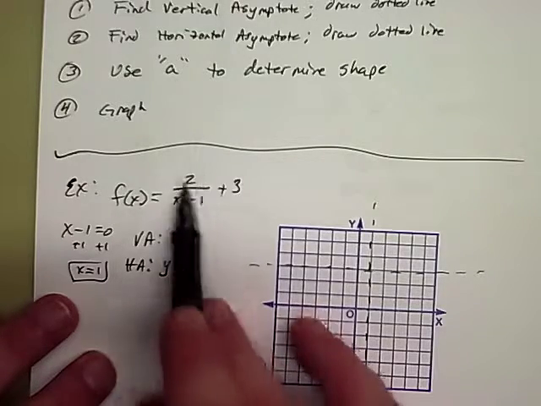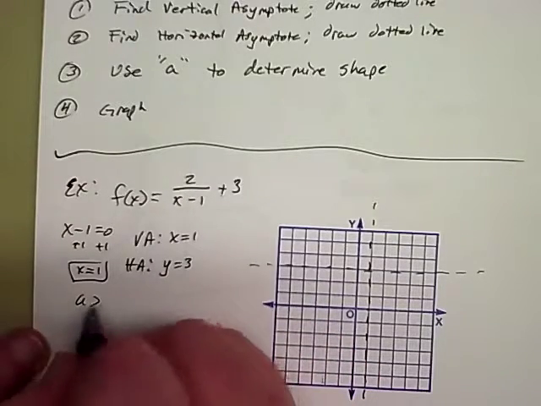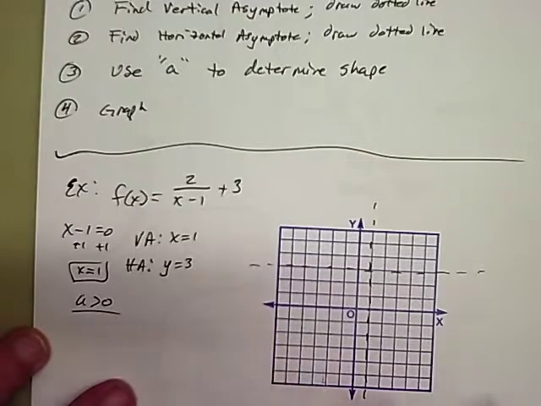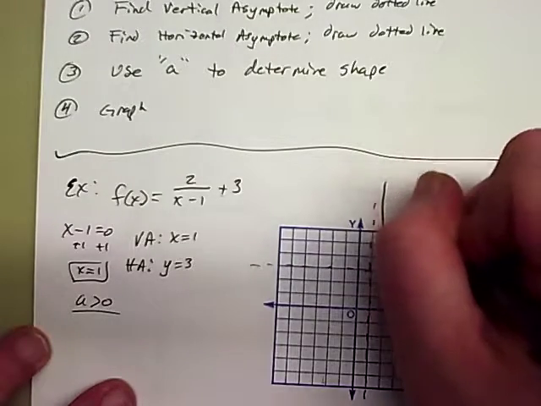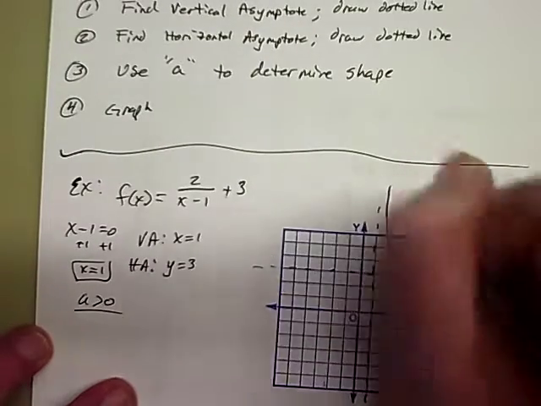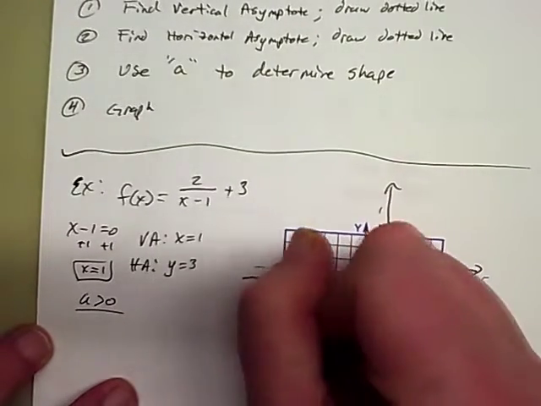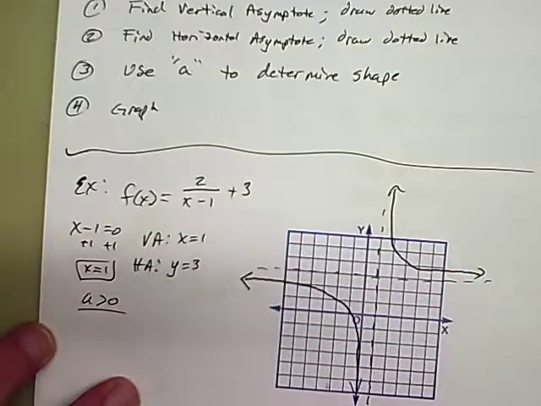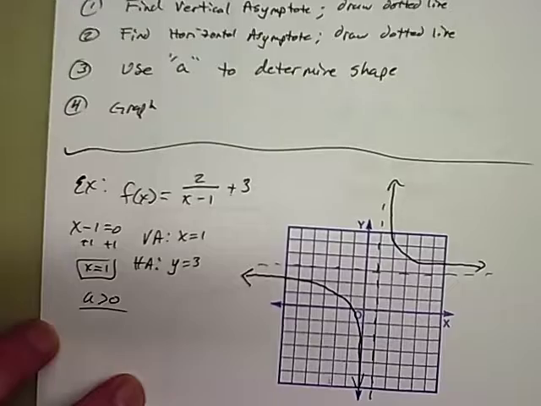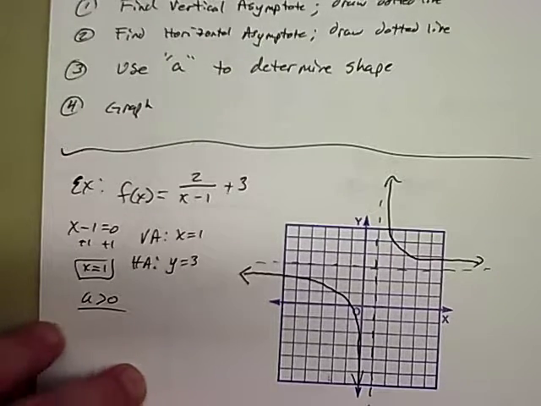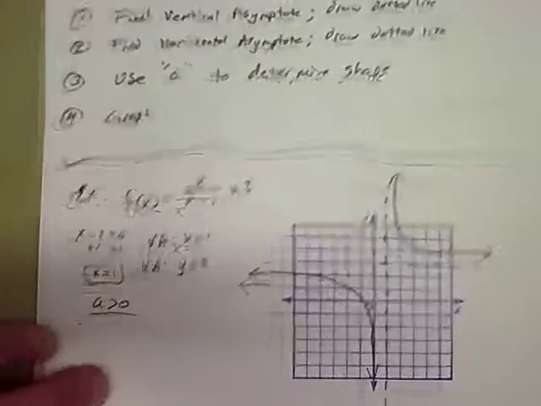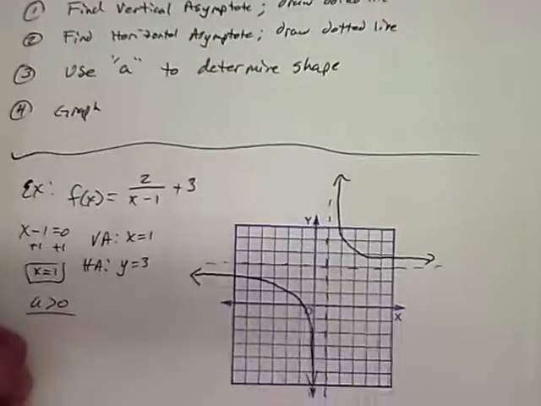Now the A value is positive, so A is positive. Since A is positive, then we're going to go on the top right side and bottom left side. And we've graphed it. Let's try another one. I know, that seems too easy, Mr. Stevens. You're welcome. Let's try one more. And I'm going to show you where the trick comes in.